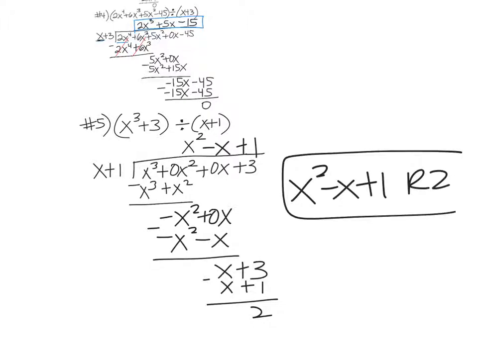So I have no problem with you writing it x squared minus x plus 1, remainder 2. That's the way your book does. I prefer, though, x squared minus x plus 1 plus 2 over x plus 1. That's the better way to write it, the mathematical way. All right, so that's long division.